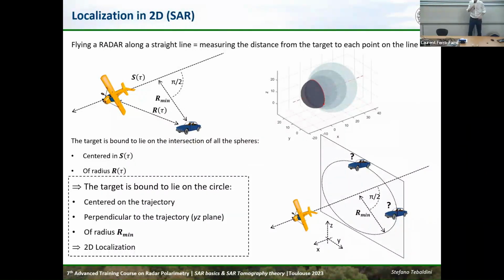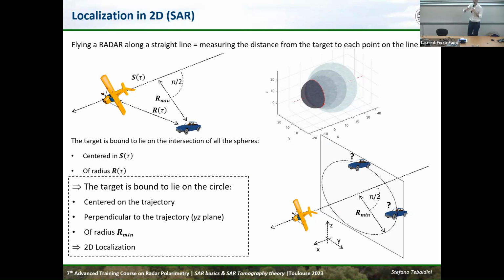Now, we start with the SAR. We install this radar onto an aircraft and we just let it fly. What happens? It happens that from any position along the trajectory of this radar, you have transmission, reception. So basically, you have one radar experiment for each position along this trajectory, which means that you can measure the distance of the target to different points along this trajectory. So geometrically, what we can say is that the target has to be found in the intersection of all the spheres that are centered on the trajectory and with the radius that you are measuring.